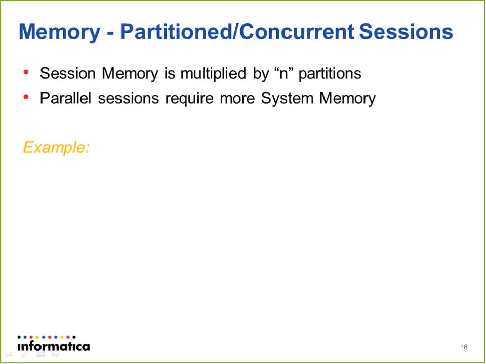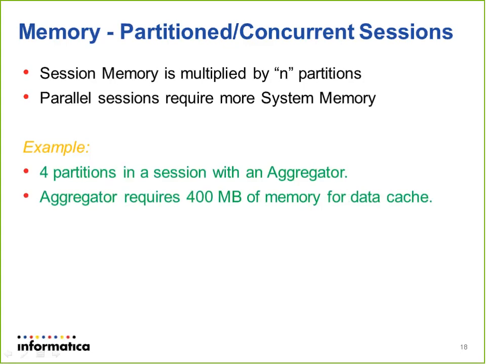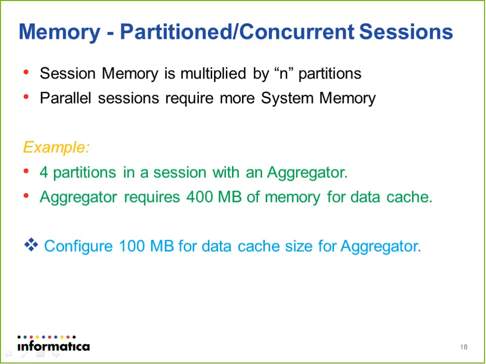Parallel sessions also require more system memory. For example, you create 4 partitions in a session with an aggregator transformation. You determine that the aggregator transformation requires 400 MB of memory for the data cache. Configure 100 MB for the data cache size for the aggregator transformation. When you run the session, the integration service allocates 100 MB for each partition, using a total of 400 MB for the aggregator transformation.